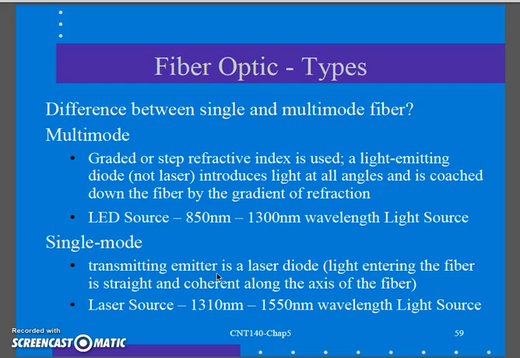And here's just another quick summary of those two. Multimode LED light source, I'm typically going to have wavelength light sources in the 850 nanometers to 1300 nanometer range. And I do have two different types of multimode, graded and step, graded or step refractive index used. And I will show you that in another picture here in a second.